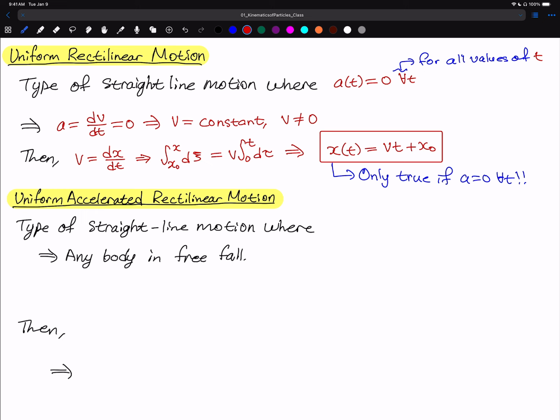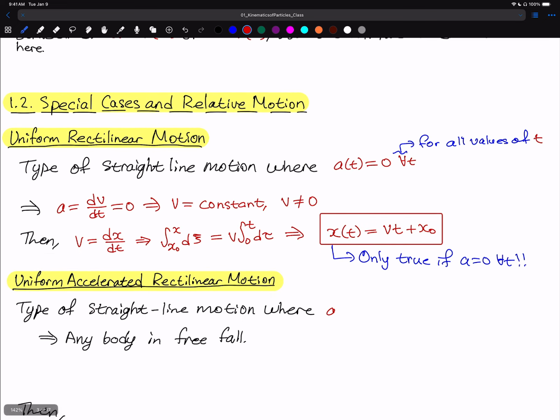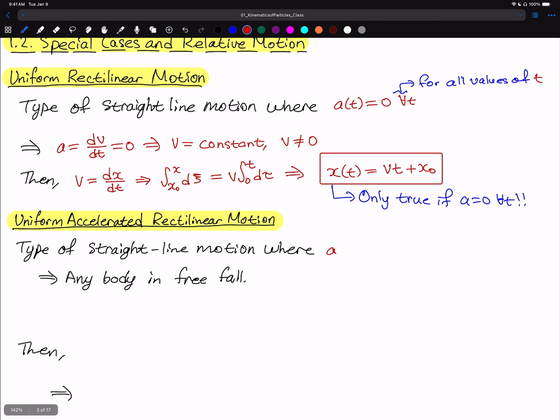The next case we're going to consider is that of uniform accelerated rectilinear motion. This is a type of straight line motion where the acceleration is a constant, and it is not equal to 0, because we just did that case. So it's a non-zero constant.